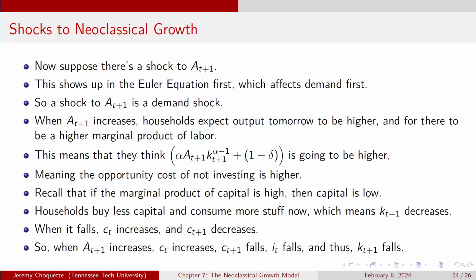Households are going to buy less capital and consume more now, which means K_{t+1} decreases. When it falls, C_t increases and C_{t+1} decreases. So when A_{t+1} increases, C_t increases, C_{t+1} falls, investment falls, and K_{t+1} falls.